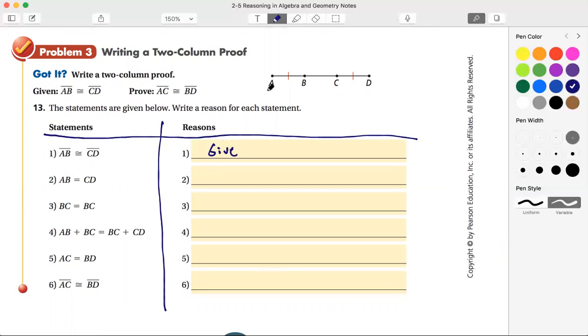So it's given to us that AB is congruent to CD. All right. Now, congruent segments mean they have equal measures. So congruent segments have equal measure. All right, well, BC is congruent to itself. This is called the reflexive property.